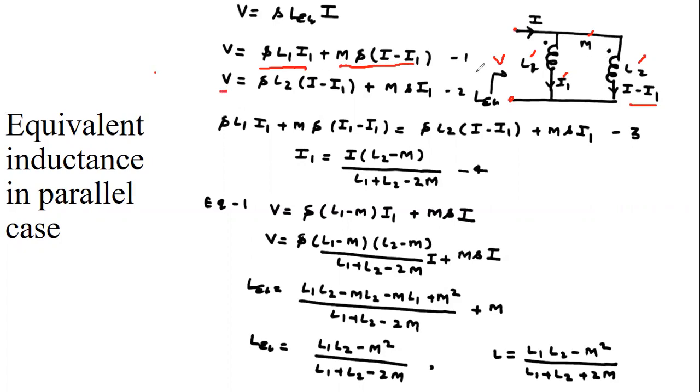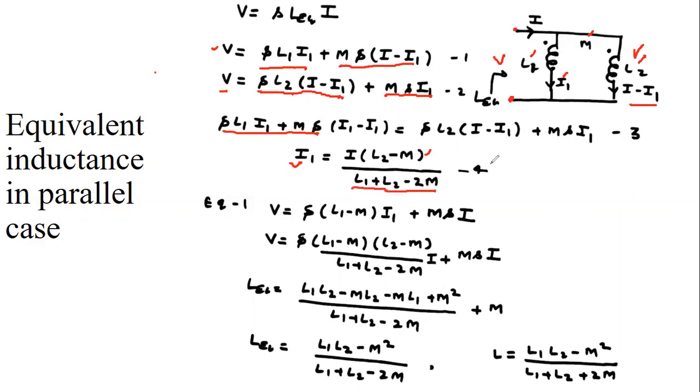Now, second, V equals, on the second term, SL2 (I minus I1), and due to the mutual coupling, this is MS I1. Because both are the same voltage, we equate these two terms, first and second, and get the value of I1 in terms of I: I1 equals I (L2 minus M) upon (L1 plus L2 minus 2M).